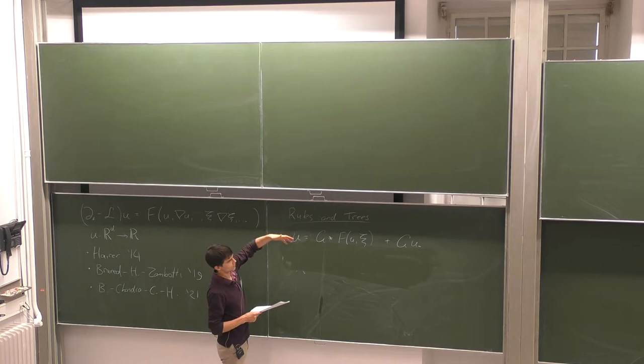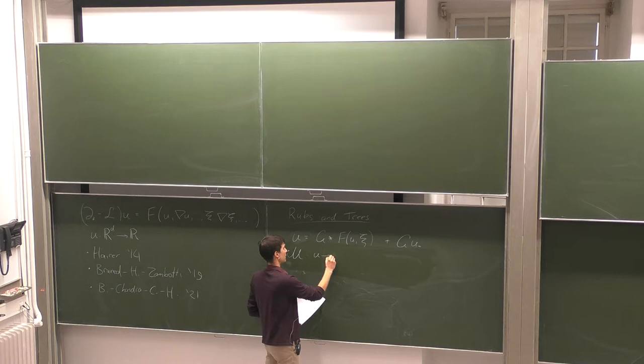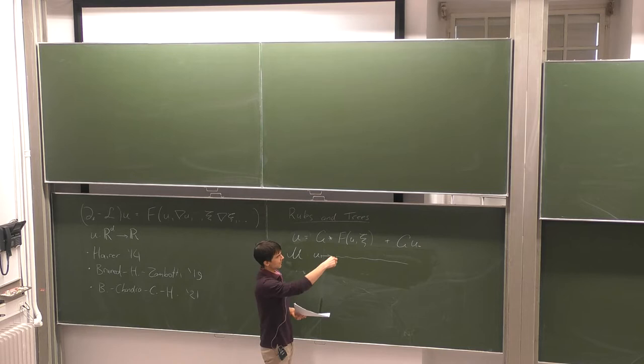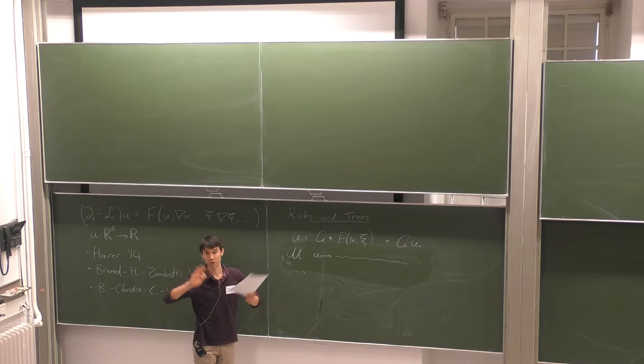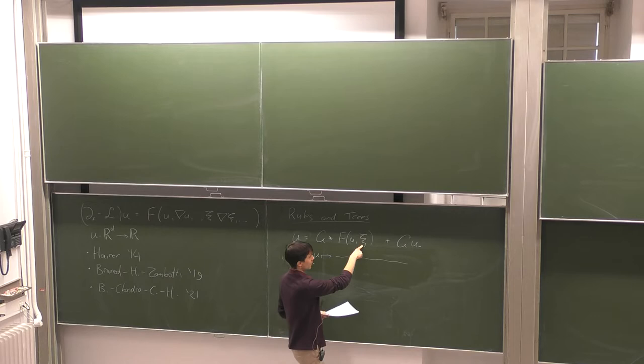For example, you might want to run Picard iterations. You set up a map which maps u into this right hand side, and then you start with u equal to zero, and you get your Picard iterants, and hopefully they converge. Then you might want to express each one of those Picard iterants as a function of the noise and the initial condition. You can do that by formally Taylor expanding f. Think of f as being a polynomial at this stage. Then you can express each Picard iterant as a finite sum of multilinear functions of the noise and of the initial condition.